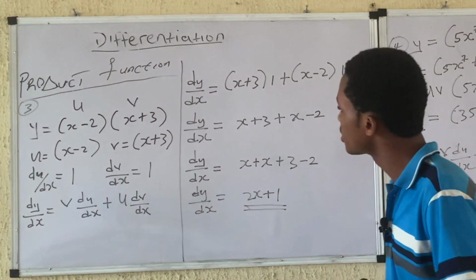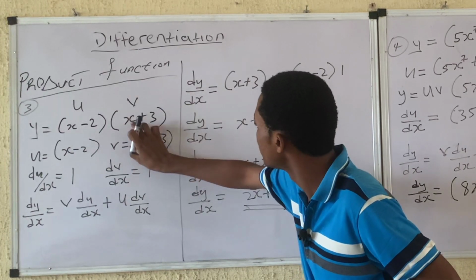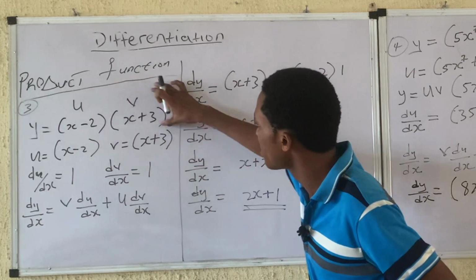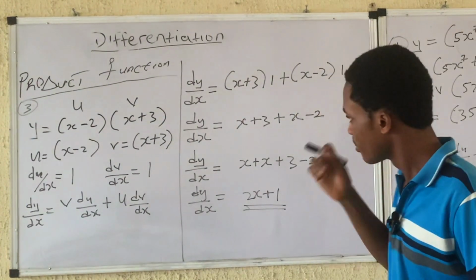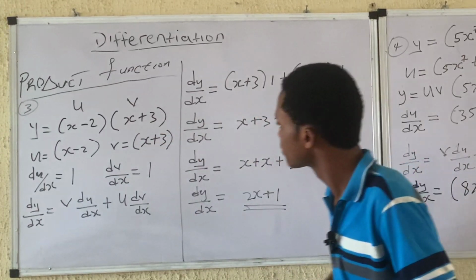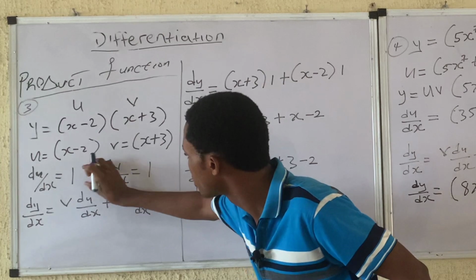y equals (x minus 2)(x plus 3). Remember, the first bracket is your u, while the second bracket is your v. Now, u, which is your first bracket, and v, which is your second bracket. Differentiating u with respect to x, du/dx equals 1.